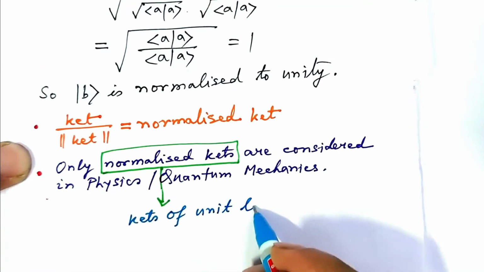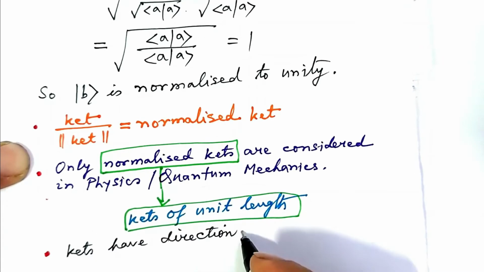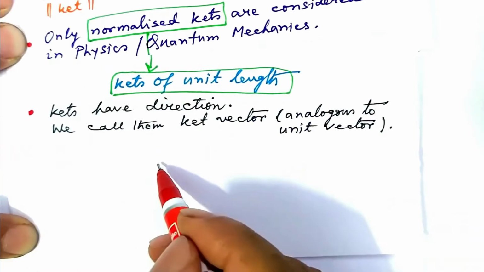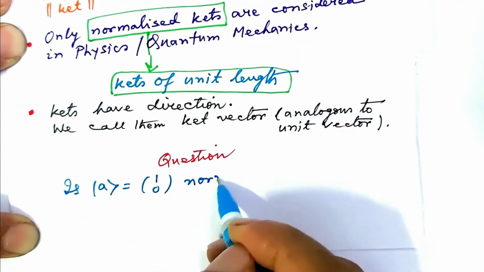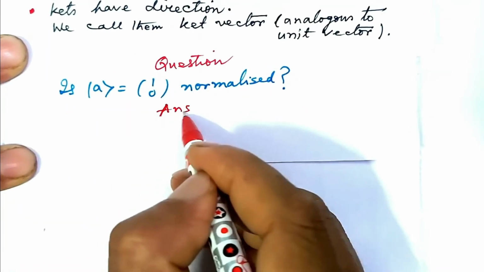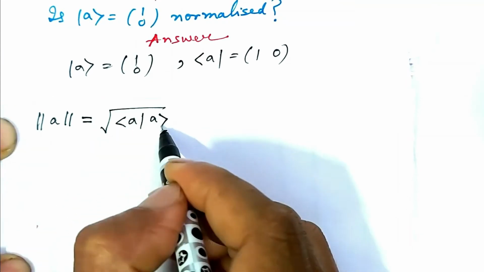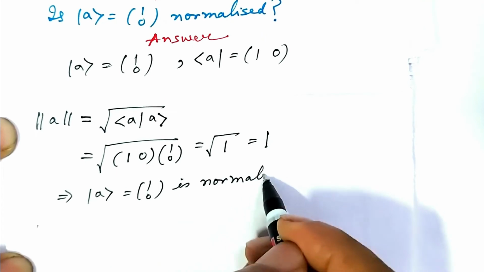Normalized kets are kets of unit length. Kets have direction. We call them ket vector, analogous to unit vector. Let us take up a question. Is ket A normalized? The answer: we find bra A from ket A and then the norm of ket A, which is 1. So ket A is normalized.